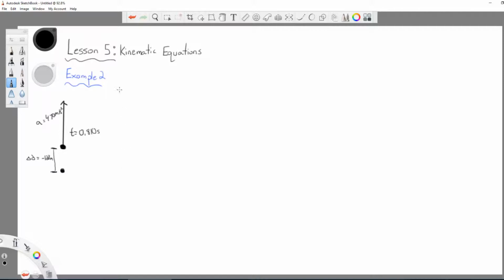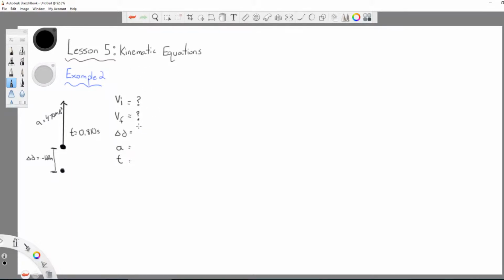Perfect. Let's create our chart of 5 things. I think I did it in this order last time: VI, VF, displacement, acceleration, and time. VI, we don't know. Final velocity, we don't know. This is actually a weird problem. Often we'll get one of these two, but we can still solve it.